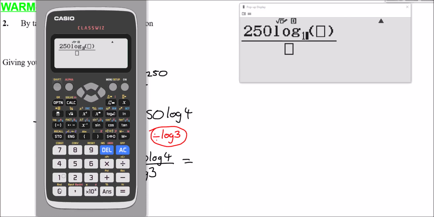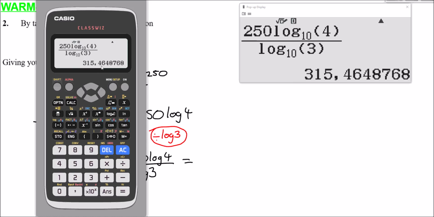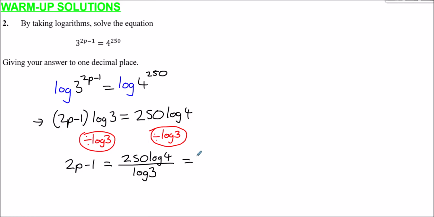So log just means log base 10. You could do log to any base as long as the log of this base is the same as the log of this base down here. So dividing that by log base 10 of 3 gives me 315.464, and so on and so on.